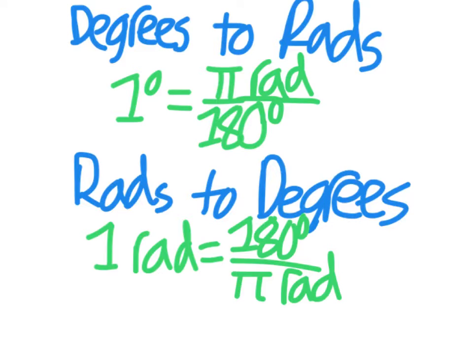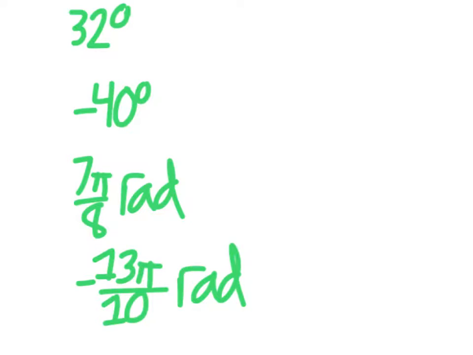Now, if we wanted to convert from degrees to radians or radians to degrees, we can use the previously stated relationship of pi radians equaling 180 degrees to get that 1 degree equals pi radians over 180 degrees, and 1 radian equals 180 degrees over pi radians. Here are a couple practice problems with converting from degrees to radians and radians to degrees.